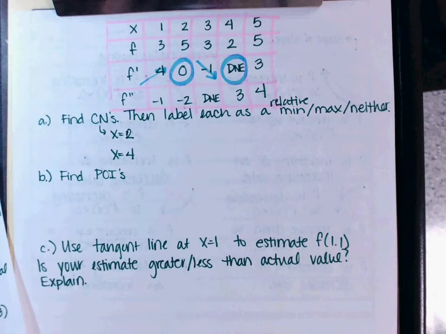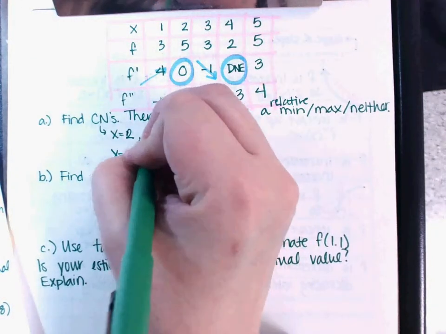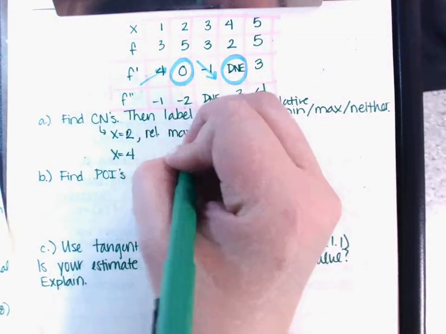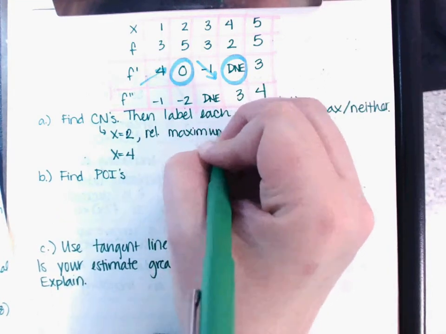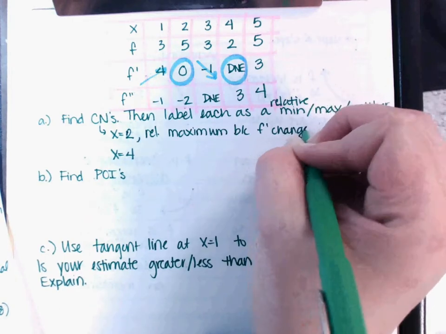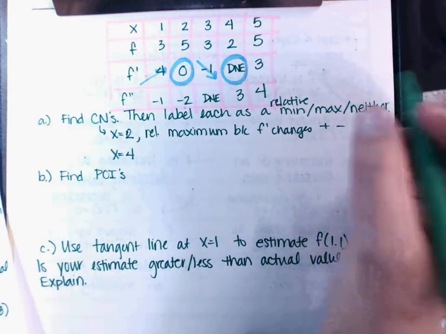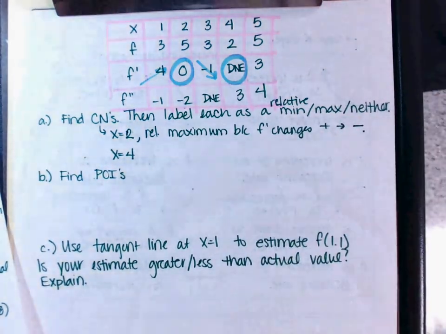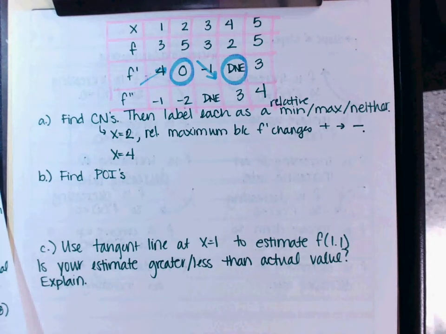So even if you don't have the equation, you can still determine if it's a min or a max based on the way the sign changes around it. So for x equals 2, I would say it's a relative maximum because f prime changes from plus to minus. It's a relative or local maximum because f prime changes from positive to negative.